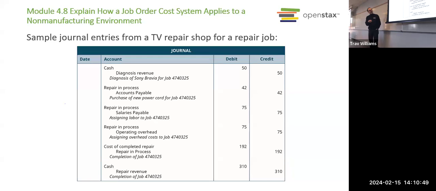Then they apply some overhead. Notice that that also is $75. So maybe they're basing it on $1 per direct labor dollar. So it just happened to come out the same. Then when the job is complete, all of these 3 repair in process costs get added together and get credited over here, debited to cost of completed repair, the equivalent of cost of goods sold, right? And we got the revenue because the customer paid cash and we finished the job. So same idea, just applied to a service company.